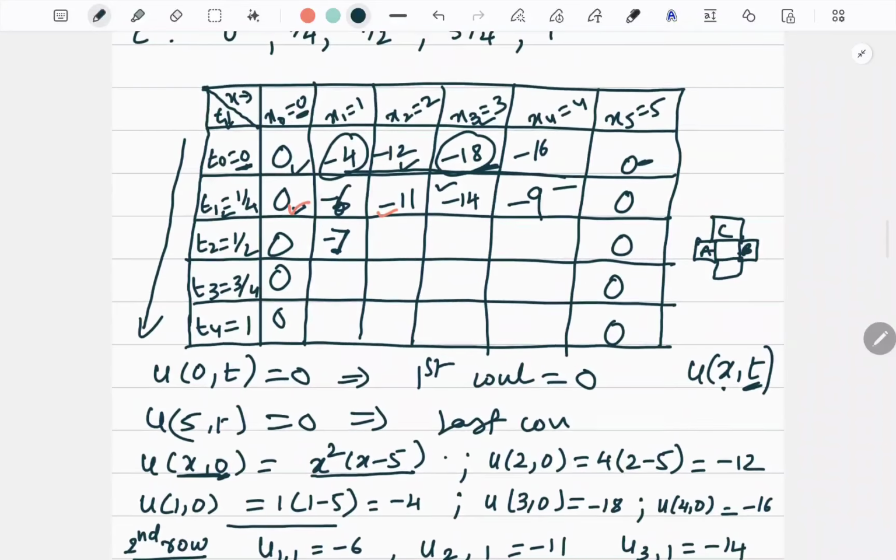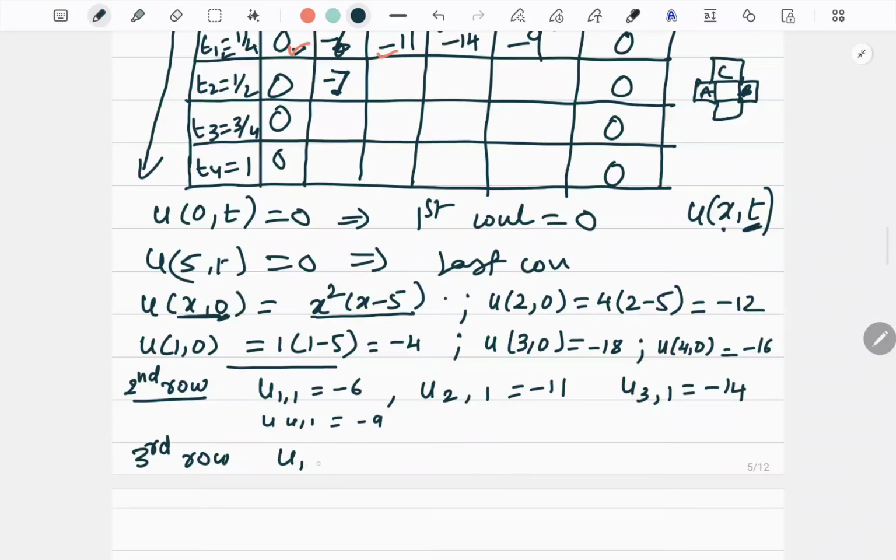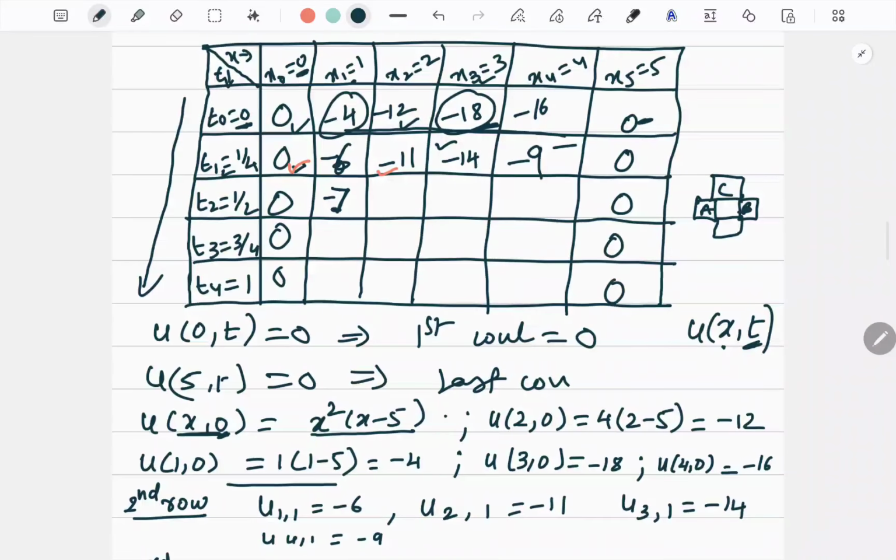See this box, what is the position? Position is 1 comma 2. So u(1,2) is equal to minus 7. Okay. Now this will be minus 6 minus 14, which is minus 20. Minus 20 plus 12, I get minus 8. Same way minus 2 and 2.